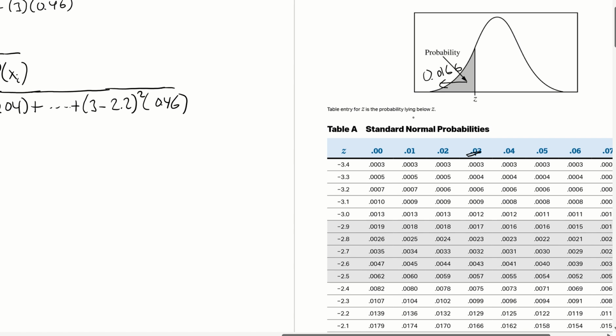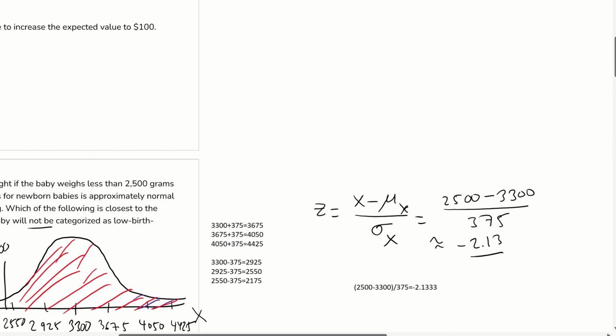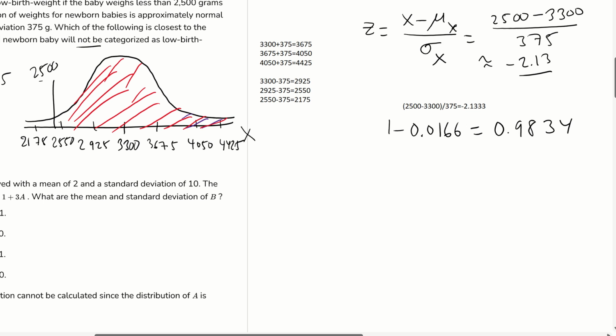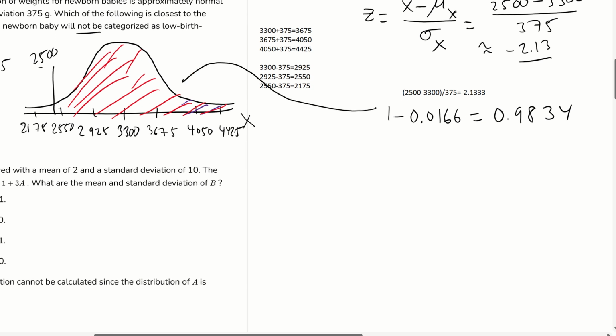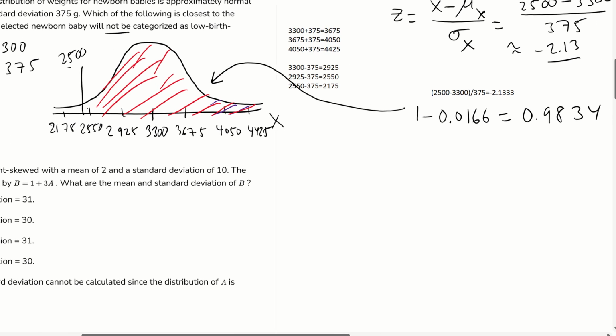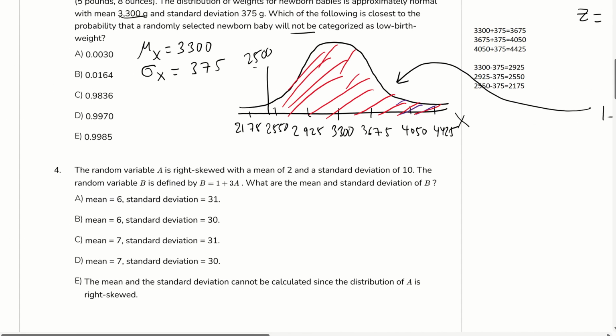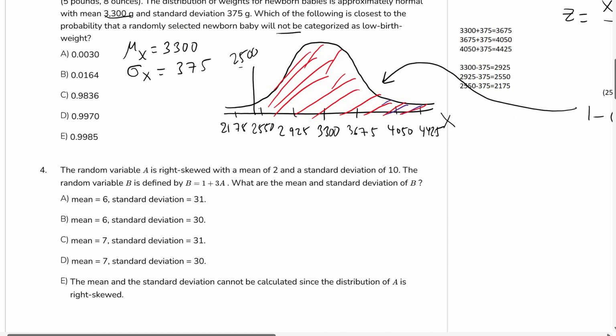So to get the area to the right, I got to do 1 minus that. Okay, so that's what I'm going to do. 1 minus 0.0166 is 0.9834. So that's this work right here. I forgot to put it on there. So yeah, 98.34% or 98, so around there. So looks like the answer is C.